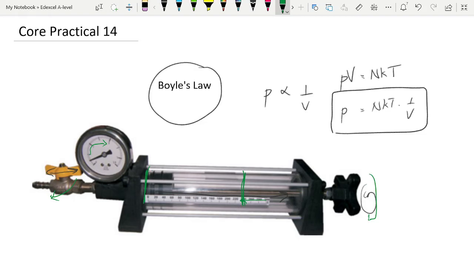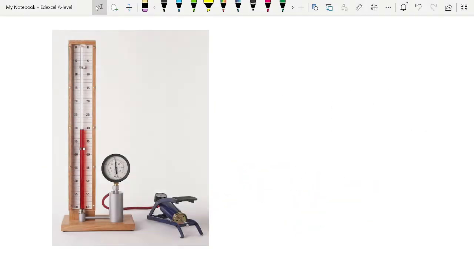You may, in your school, be using a different piece of apparatus, something that looks a little bit like this. For this one, you have a foot pump attached, and you push down on the foot pump, and you see an increase in the pressure on the gauge here. What you'll see is that this red liquid rises up. The length of the column that you're measuring is the length of the column of air. You can see it starts at zero up here and goes down to here. As you pump, that column of air is going to get less.